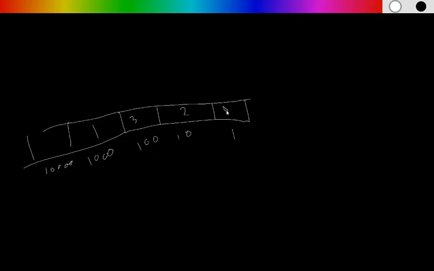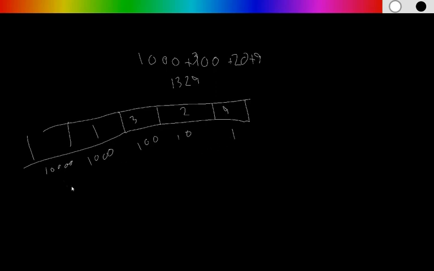means this times this, plus this times this, plus this times this, plus this times this. So it's 1,000 plus 300 plus 20 plus 9. But we would just write that as 1,329.